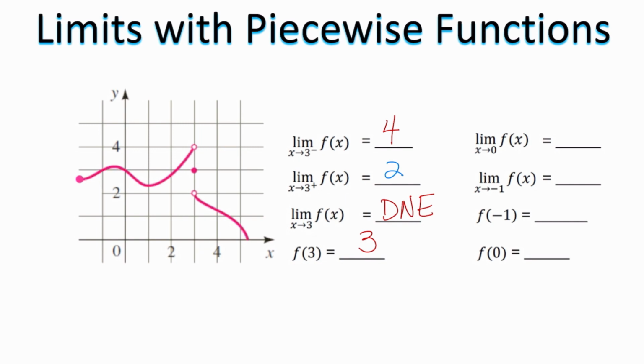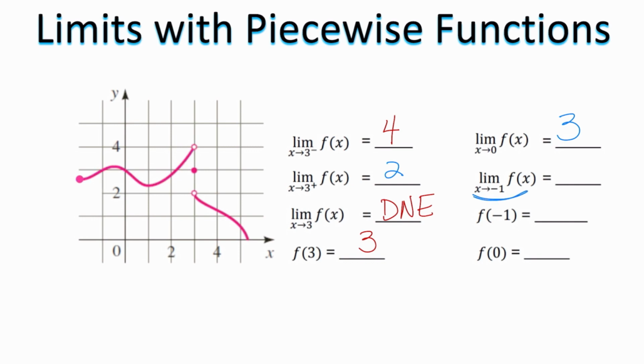It says the limit as x approaches 0. Because it doesn't say plus or minus, that means I have to consider both the left-hand side and the right-hand side. So when I come from the left-hand side, as I get closer and closer to 0, notice my y value gets closer and closer to 3. From the right-hand side, as I get closer and closer to 0, then my y value gets closer and closer to 3. That means that the limit as x approaches 0 is going to be 3. Because I'm basically at the same limit from the left-hand side and the right-hand side. Let's go ahead and try the next one.